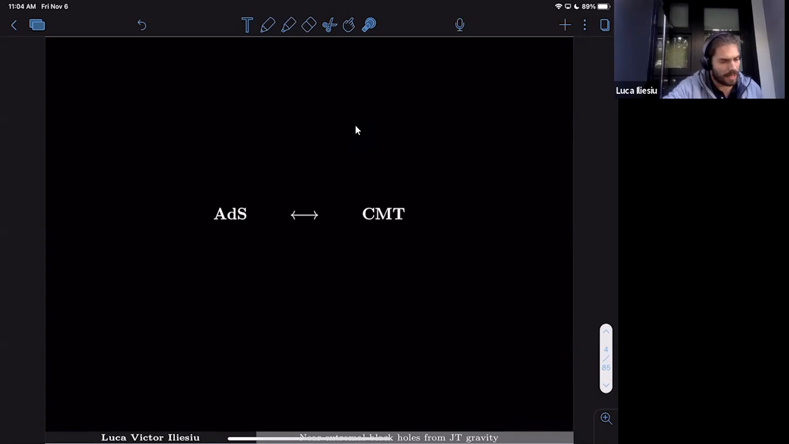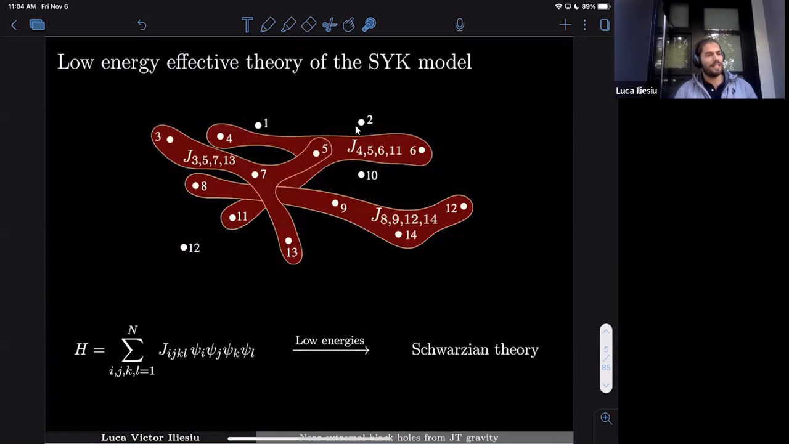So more specifically, the system that I will be describing today on the condensed matter side will be the SYK model, which I'm sure you've all heard a lot about by now. It's a system with a number of fermions interacting via some coupling that is chosen from an ensemble of a distribution, let's say, a Gaussian distribution. And at low energies, it flows to a quantum mechanical system, which people typically call the Schwarzian theory. It could also flow to something more complicated. But what we'll use today is the universal features that the Schwarzian theory reveals.